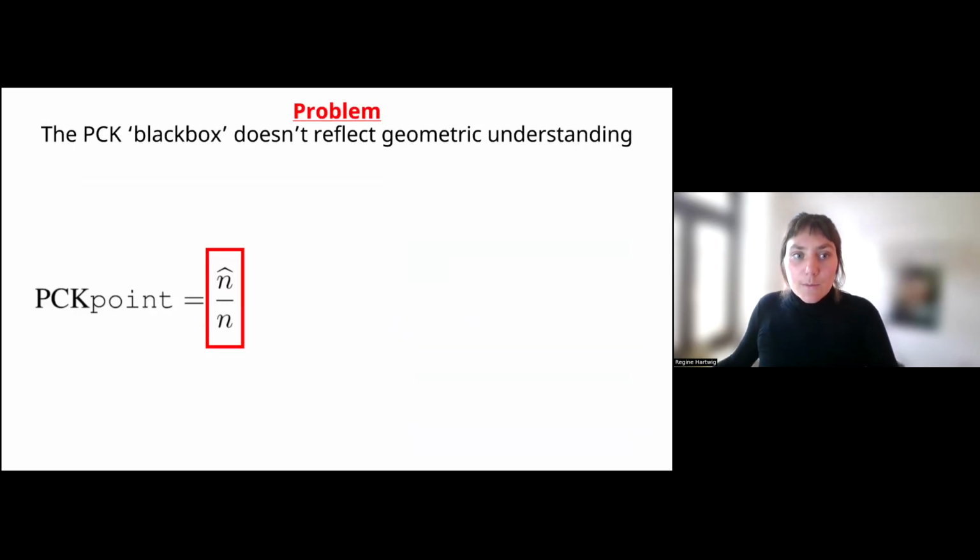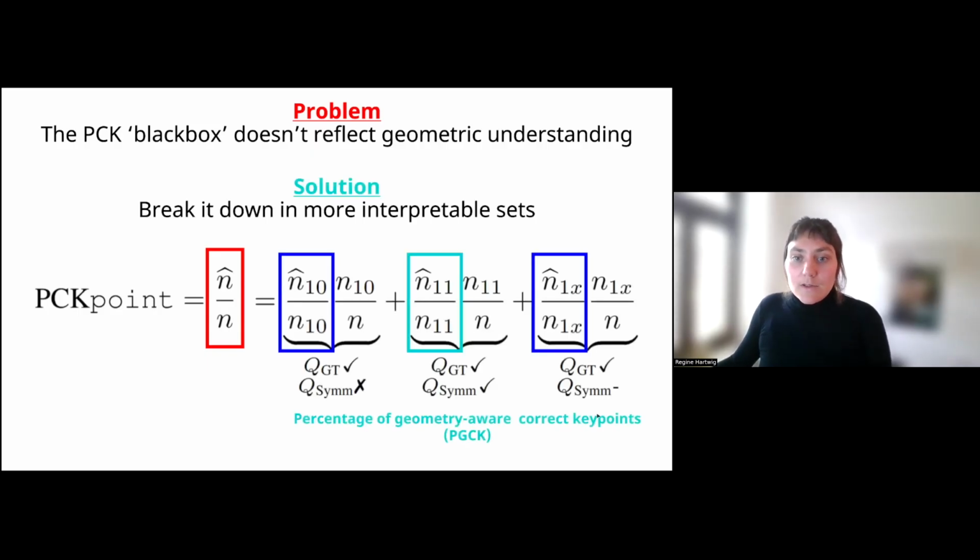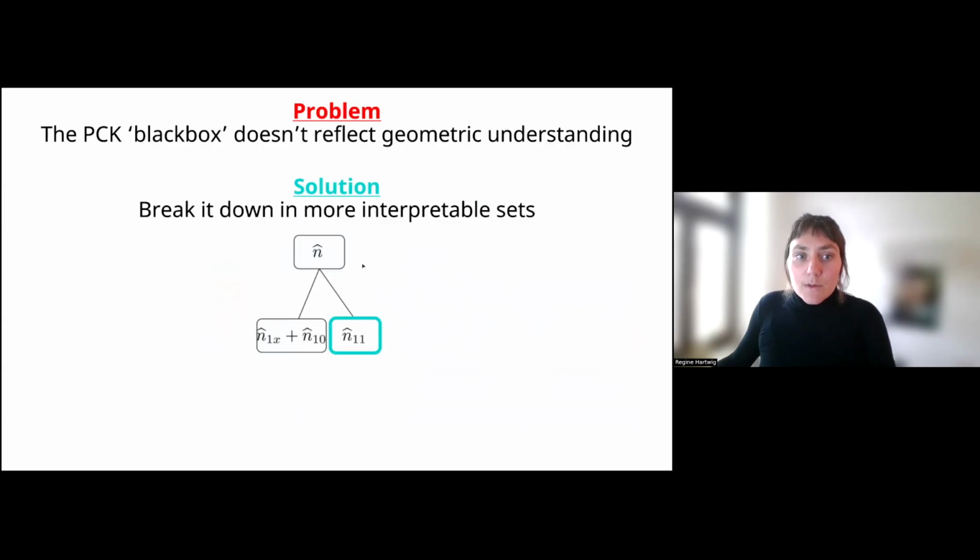So the problem is that PCK is basically a black box. It measures the performance without discriminating between semantic and geometric knowledge. That's why we propose to break PCK into three parts. The key points were either the geometric counterpart is not visible in the target, or they don't have a counterpart to be confused with. And the other part are those that have a symmetric counterpart visible in the target. Okay, so that was what we've seen already. So this is basically the breakdown into the two sets.